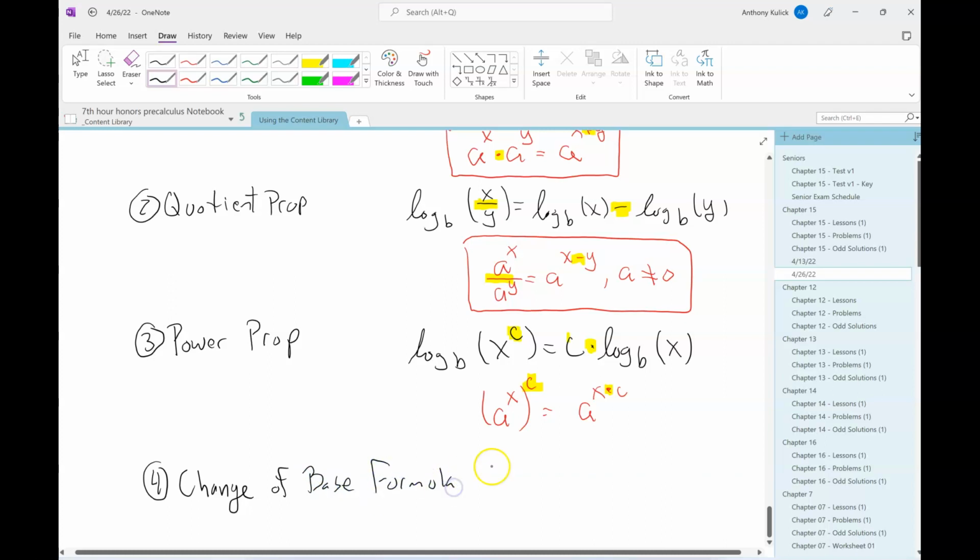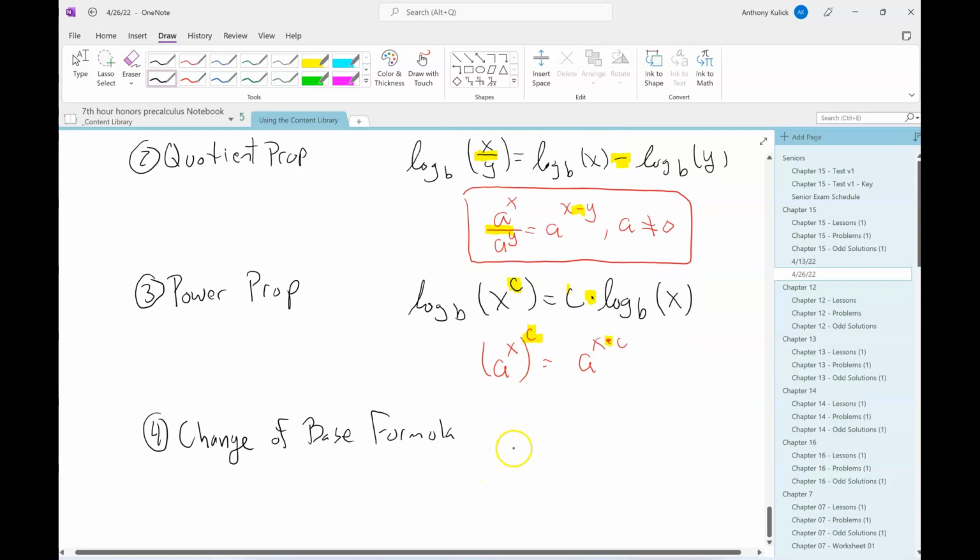What has changed between now and then? Calculator technology is the answer. So I'll explain to you in a minute how Mr. Kulik had to use this property and why it was so important to him and why it's not important to you anymore.